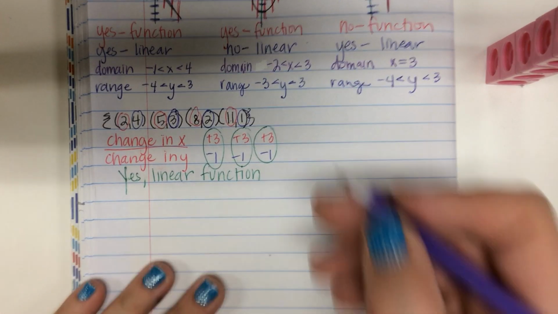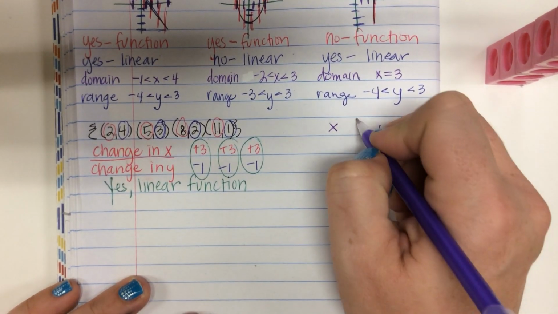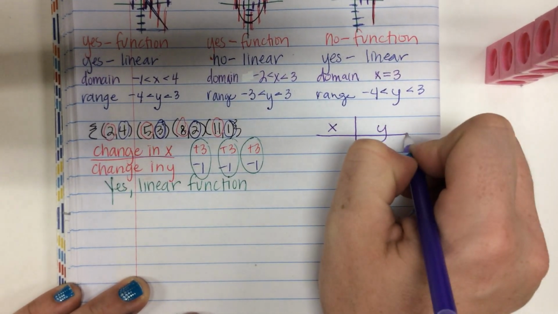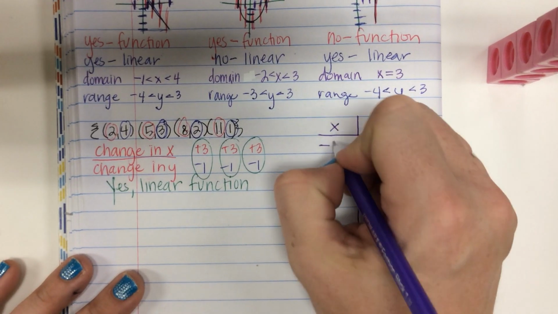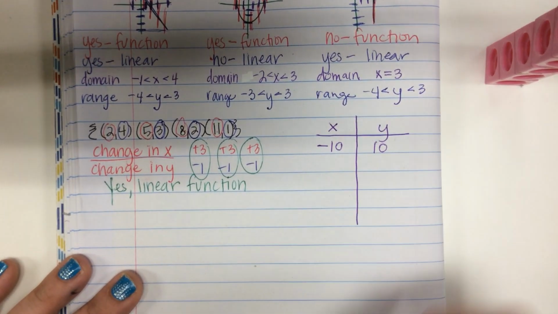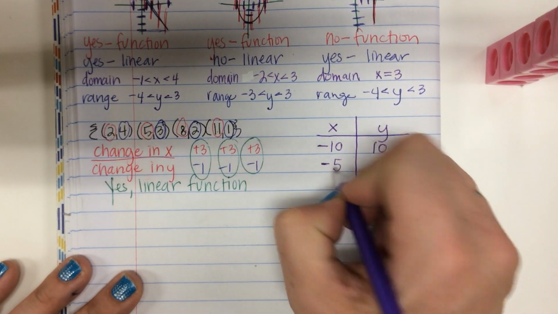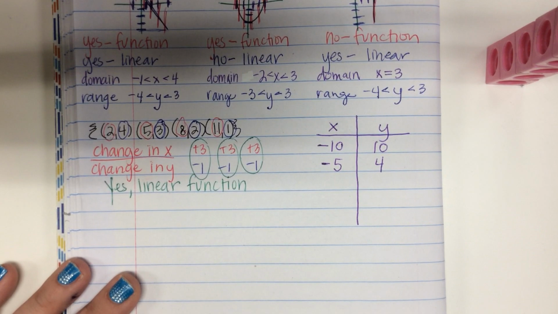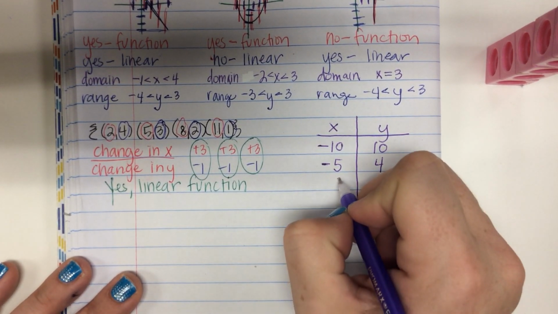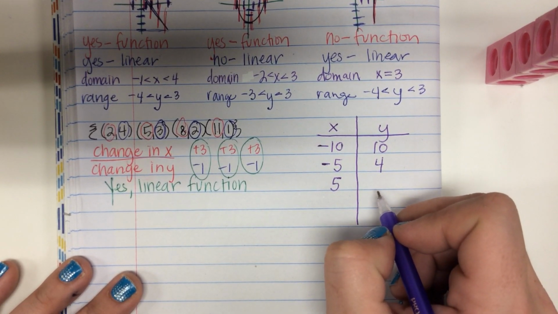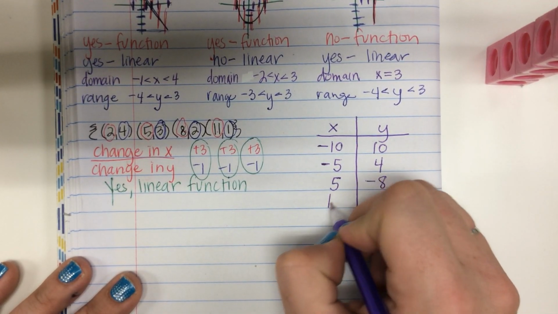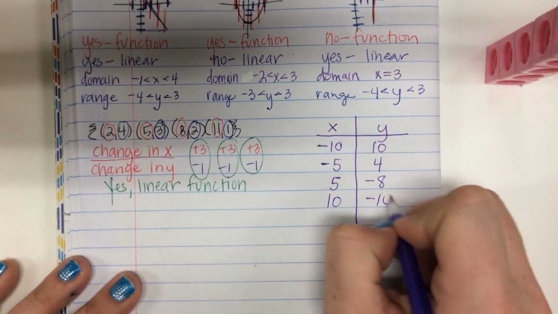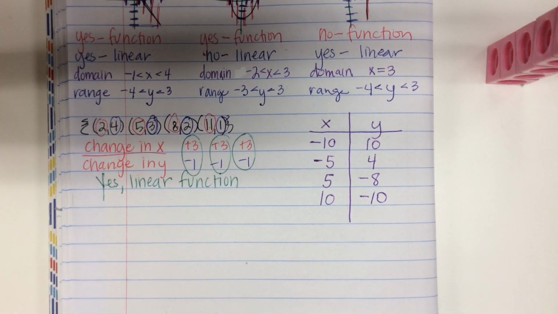Okay, let's try a table. If they give it to you in table form, -10, +10; -5, 4; 5, -8; and 10, -10. All right, we're going to do the same thing: the change in y over the change in x.